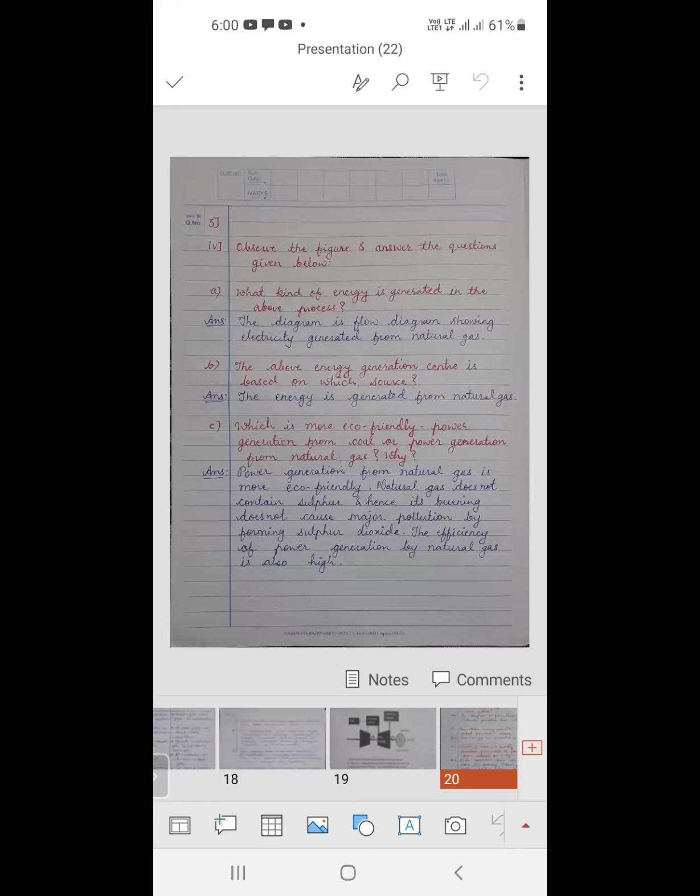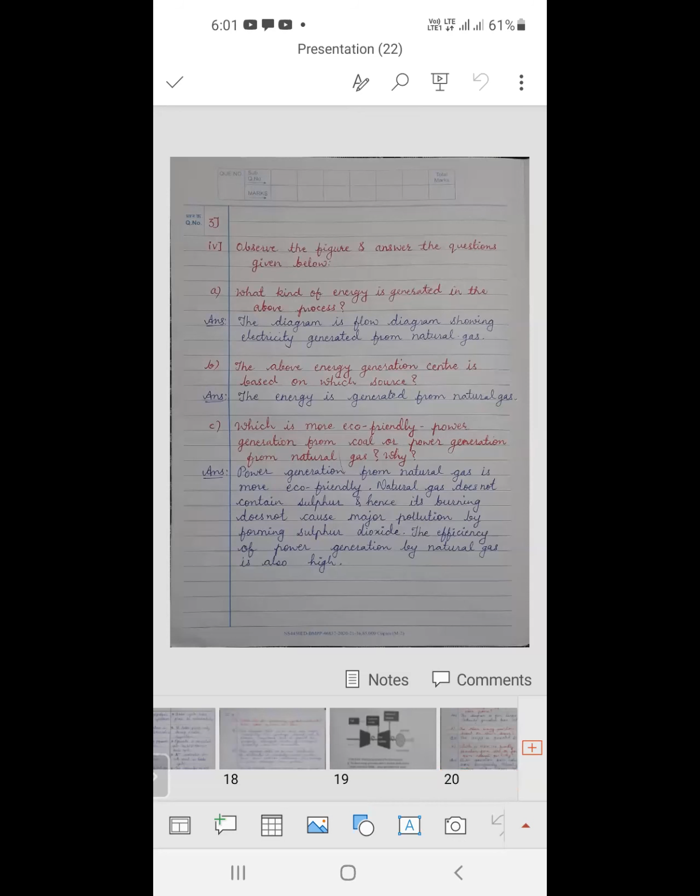Okay. Next question: which is more eco-friendly, power generation from coal or power generation from natural gas, and why? Two questions are given. You have to write the answer in this way. Power generation from natural gas is more eco-friendly. Natural gas does not contain sulfur, and hence its burning does not cause major pollution by forming sulfur dioxide. The efficiency of power generation by natural gas is also high. So eco-friendly power generation is through natural gas only. Okay.